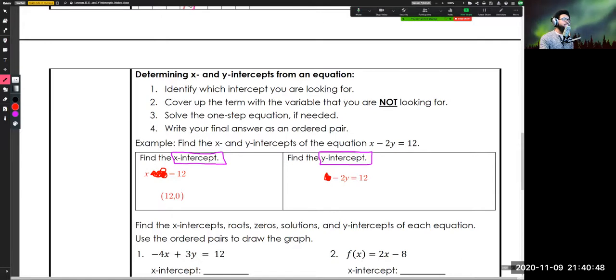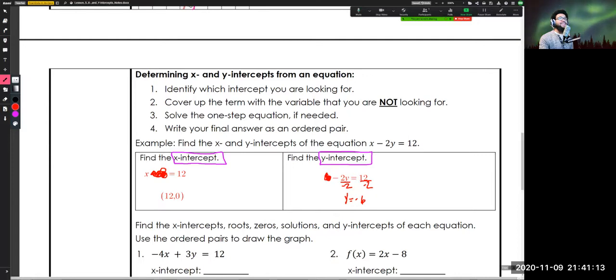Now step 3 says, solve the one-step equation if needed. So we're going to solve this if needed. You guys all know how to do this by now. Divide both sides by negative 2, and we end up with y equals, what is that? My math is terrible. Negative 6. I'm just kidding. My math is not terrible. I'm a math teacher, but I do make mistakes sometimes. All right. We have y equals negative 6.